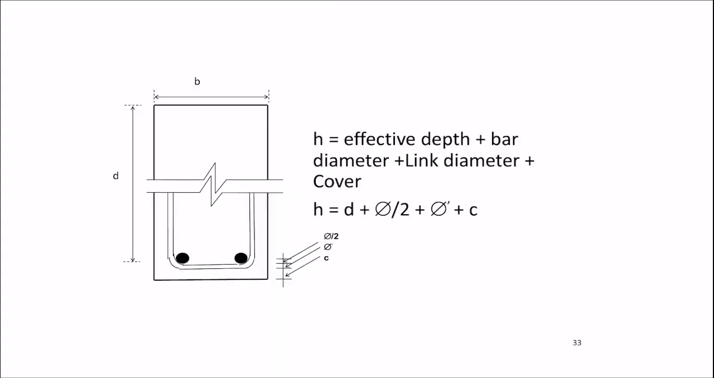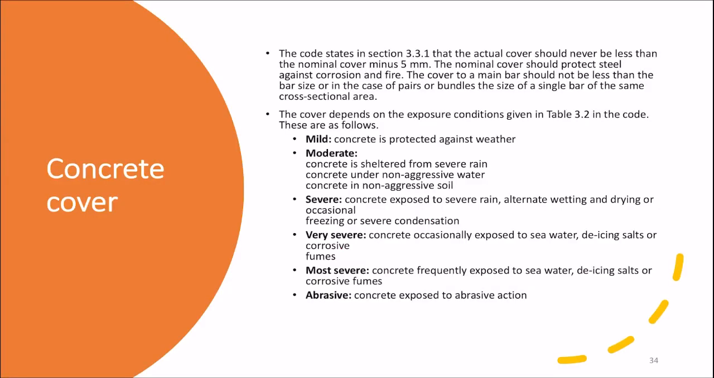I explained the difference between H and D. You want to get the total height, from the top until the very bottom of the beam, which means D, the effective depth, plus, because the effective depth goes to the middle of the bar, you still have half a bar here, half the diameter of the main bar. Then you have the link, whose diameter we call diameter prime, and then the concrete cover at the bottom. That's how you get the overall depth of the beam: effective depth plus half of the main bar diameter plus the diameter of the link plus the concrete cover. This is the concrete cover I mentioned earlier.